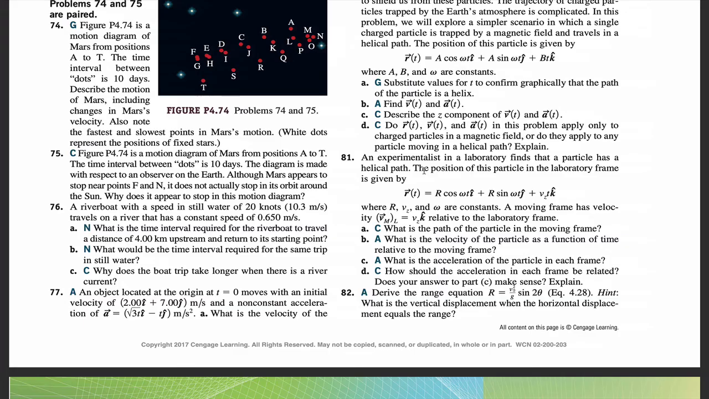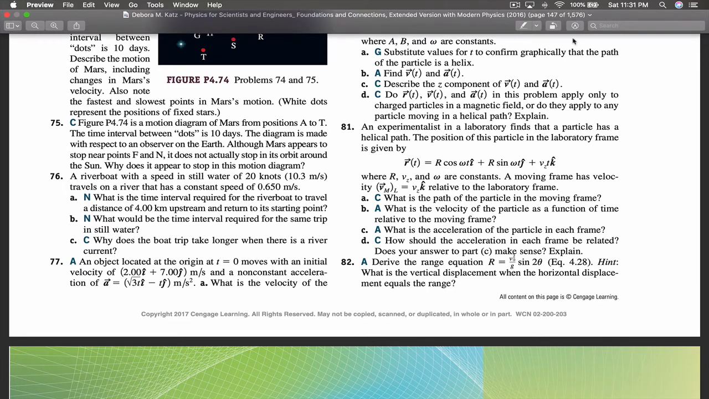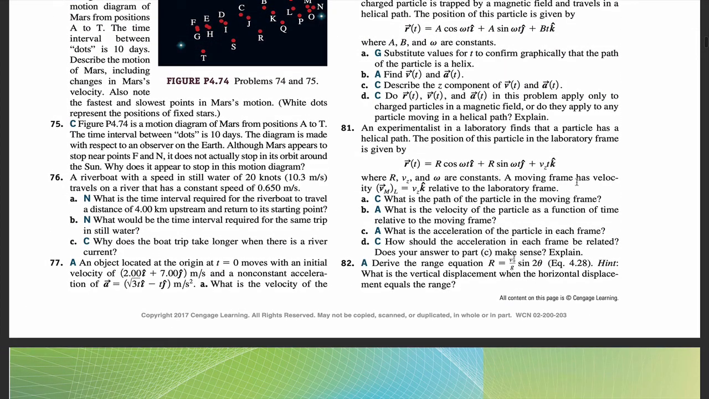All right, more of this. An experimentalist in a laboratory finds that a particle has a helical path, just like before. The position of this particle in the laboratory frame is given by a very similar function. The difference would be our constant of motion is v sub z. R, v sub z, and omega are constants. A moving frame has velocity v sub z k hat relative to the laboratory frame.